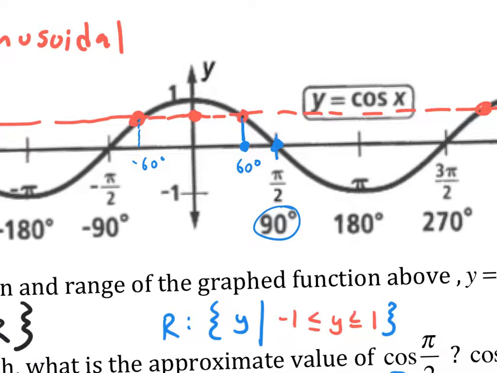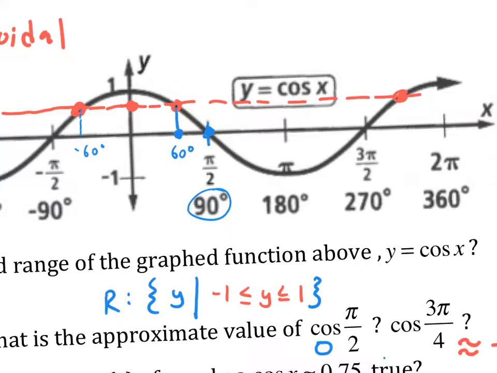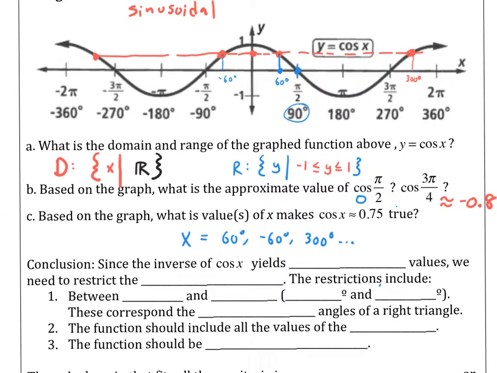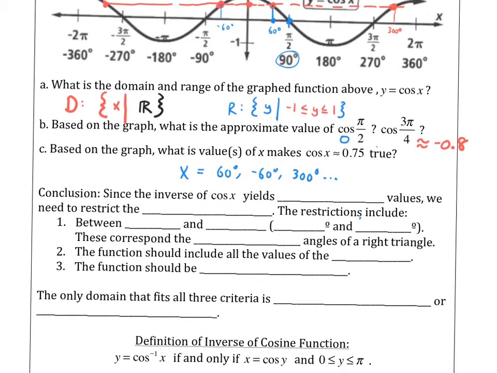And then over here, on the other, as it keeps going, what would that be? There's my other answer. So 270. So my guess is closer to 300 degrees. But notice that x could be 60 degrees, negative 60 degrees, 300 degrees, and forever. It goes forever in both directions. So that does create a small little dilemma for us.